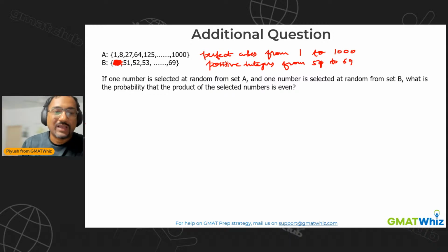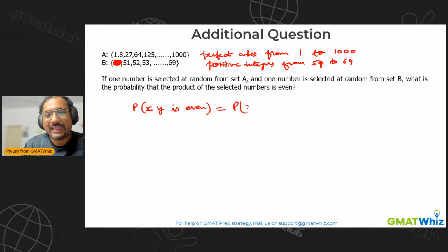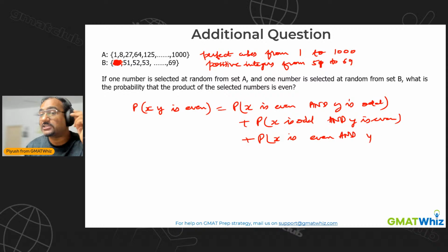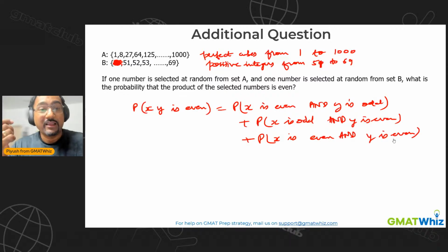So let's do this. I started to think that, okay, product of xy is even, then I should write x is even and y is odd, plus x is odd and y is even, plus x is even and y is even. This was the first thought that came to my mind. Obviously, I was doing this in a test mode, so it came to my mind that I should be doing this first.